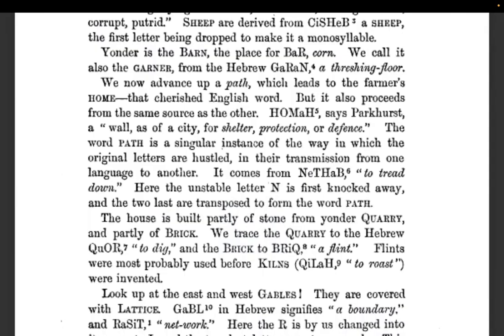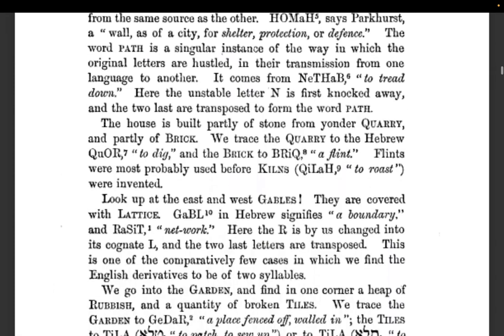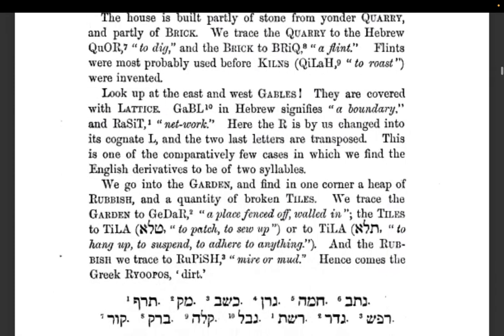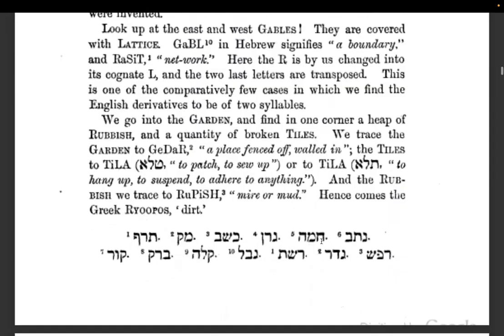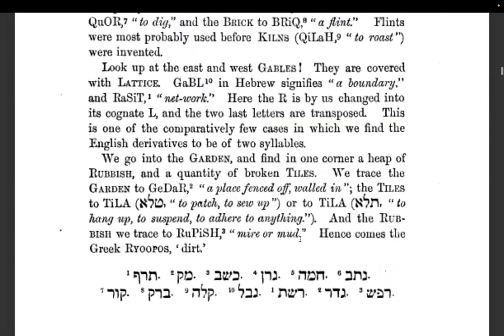But it also proceeds from the same root as the other. Homa, says Parkus, a wall as of a city for shelter, protection, or defense. And that Homa, number 5 here, is Homa, Cheth, Mem, Hey.